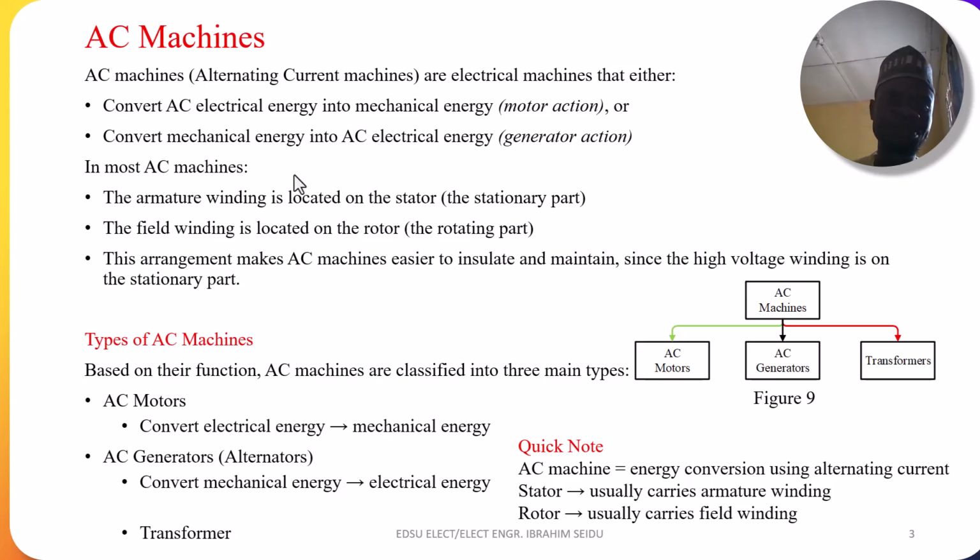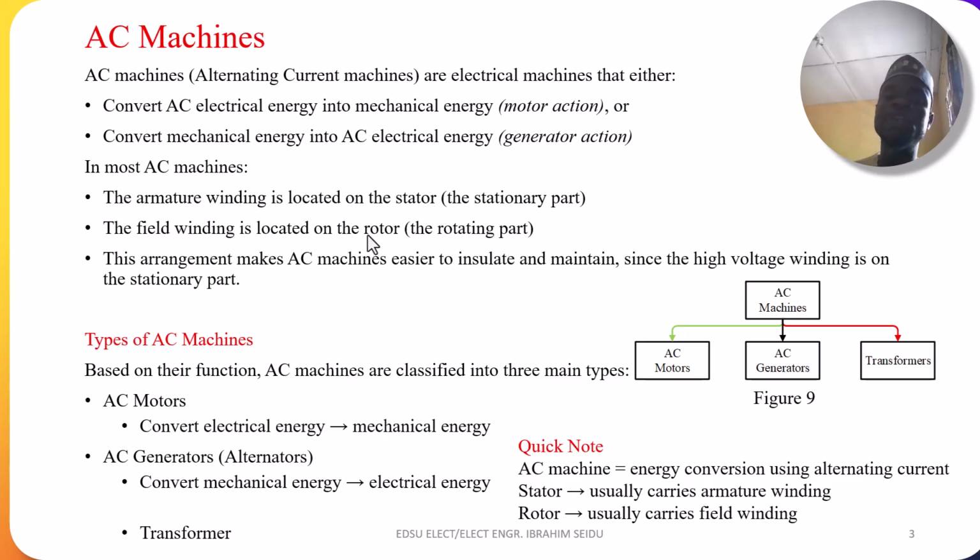Now, in most cases, AC machines have the following two main basic parts. As we all know for machines, the armature winding is located on the stator, and we know the stator is the stationary part of the machine. Normally, you have two types of winding in a machine: the armature winding and the field winding. For an AC machine, the armature winding is located at the stationary part, which is also known as the stator, while the field winding is located at the rotor.